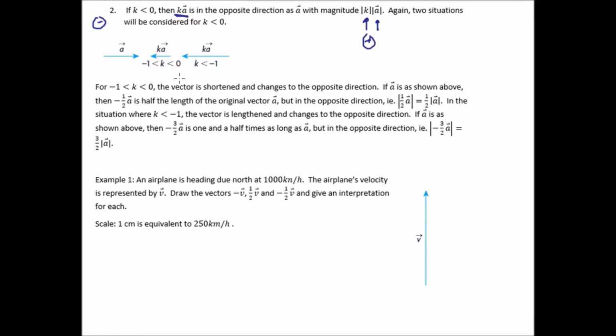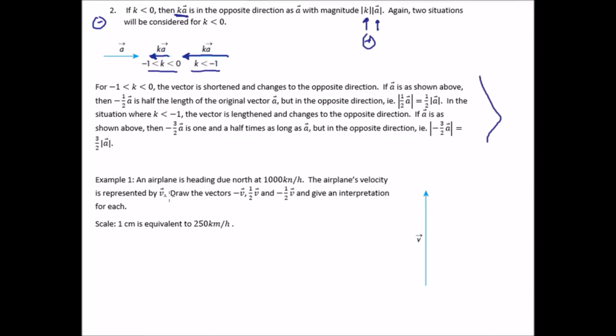So again, here are the two situations. If it is multiplied by a negative fraction, the magnitude is a fraction of the original. If the vector is multiplied by a negative number less than -1, it is lengthened, but again in the opposite direction. You can read this for clarification.